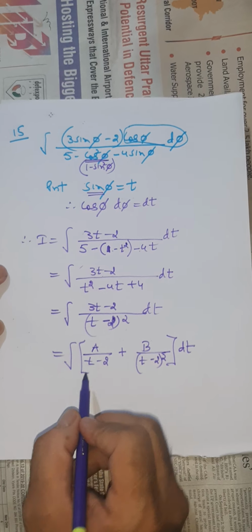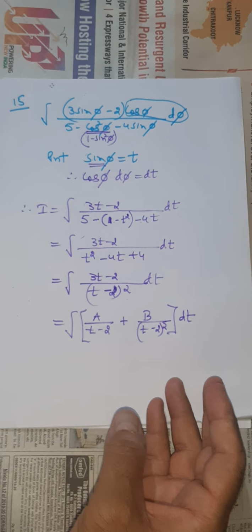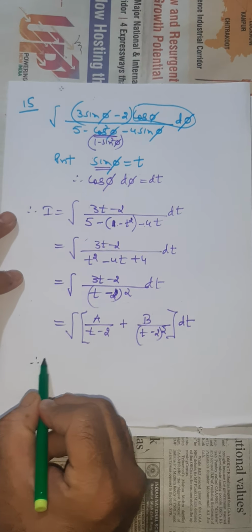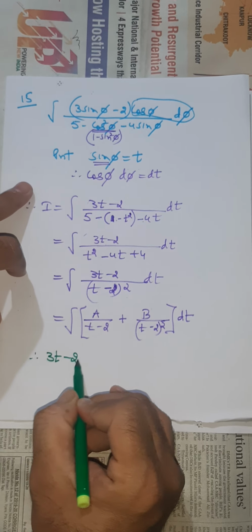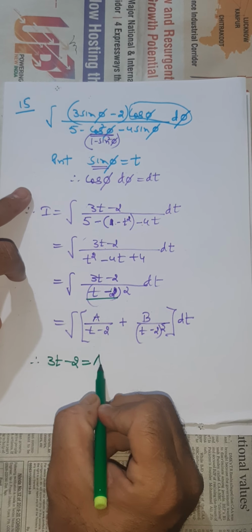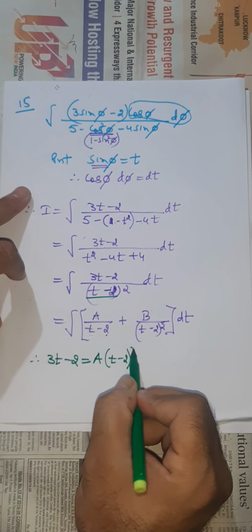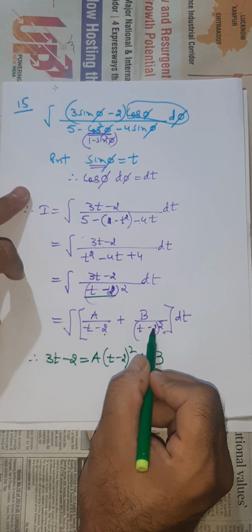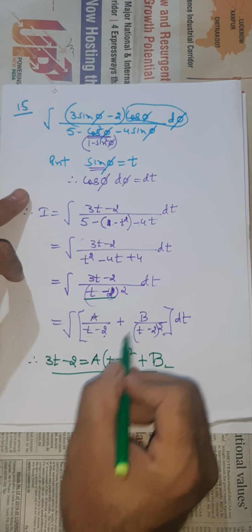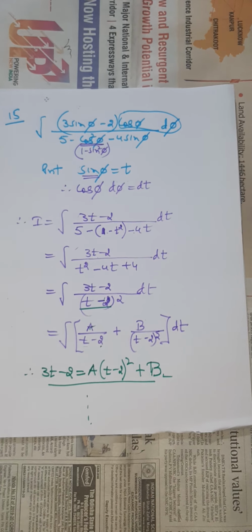Now compare the numerators. I'll just show you one step. Then you can find a, b and so on. How do we compare the numerators? Here in the previous step, the numerator is 3t minus 2. This should be the LCM in both the steps. So a into t minus 2 is already there. You need the square, so here a into t minus 2 whole square will come. And here already this much is there, so you have plus b. Now you get a, b, place them there and integrate it. That you can do further.